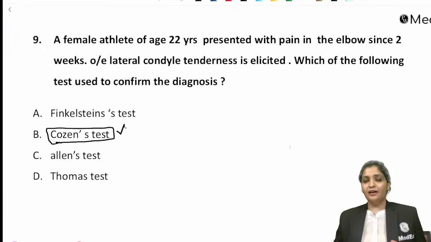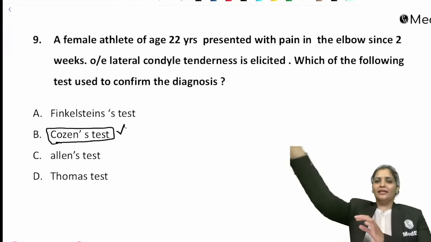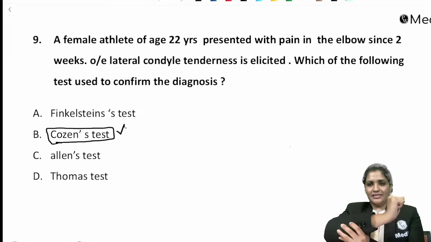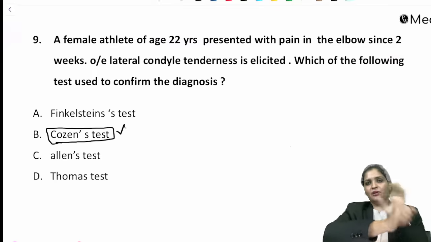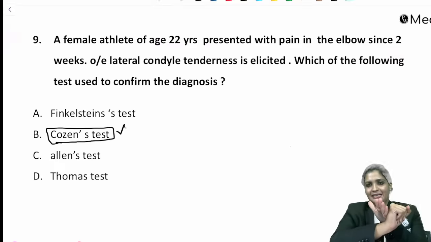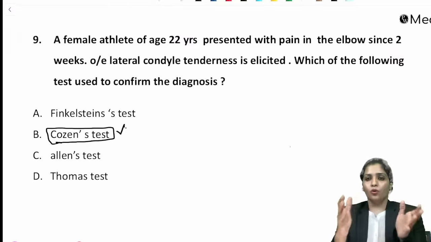So the various tests here. What is Cozen's test? You know the lateral epicondyle. This is your lateral epicondyle, and you ask the patient to extend the wrist because the extensors are present on the lateral side, and the patient is asked to extend the wrist against resistance. So whenever pain is produced in the lateral epicondyle on extension of the wrist, it is called your Cozen's test.